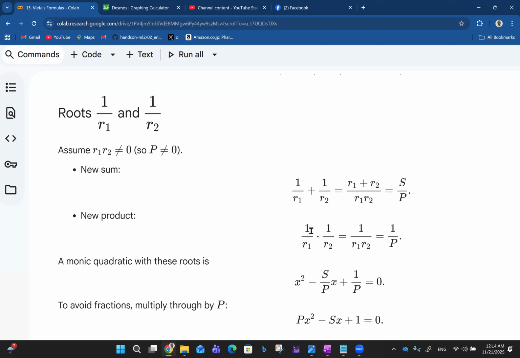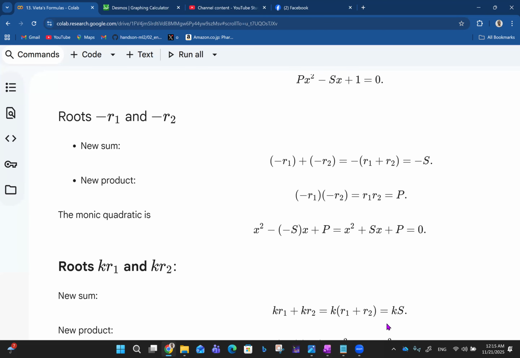Therefore, for the product, you have 1 over r1 times 1 over r2, that's simply 1 over r1 r2, that's 1 over p. So a monic quadratic with these roots will simply be x squared minus (s over p)x plus 1 over p equals 0. To avoid fractions, you can multiply through by p, so that you now have px squared minus sx plus 1 equals 0. Okay, so that's talking about transformations.